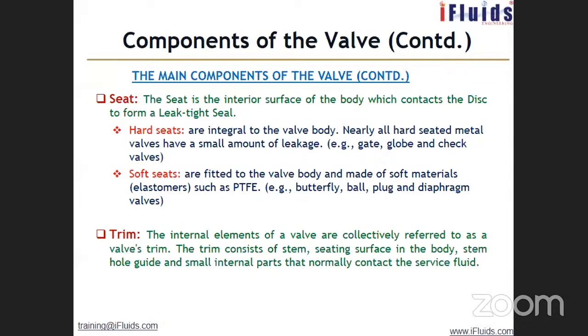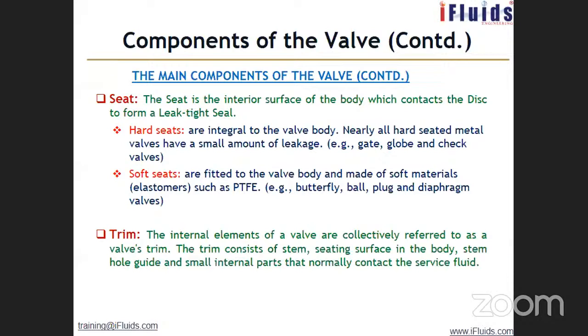The seat is also made of the body material, and the disc also is metal. Even though you do fine finishing of the surfaces, in a metal-to-metal joint a minute leak is always possible. So the examples of hard-seated valves are gate, globe, and check valves. I will show the pictures, then you will easily understand the types of valves.